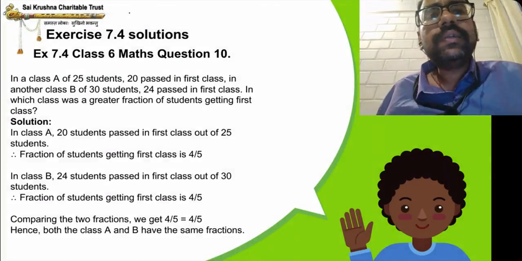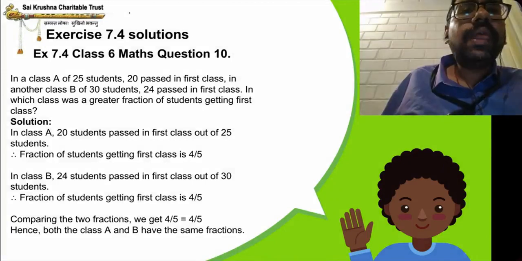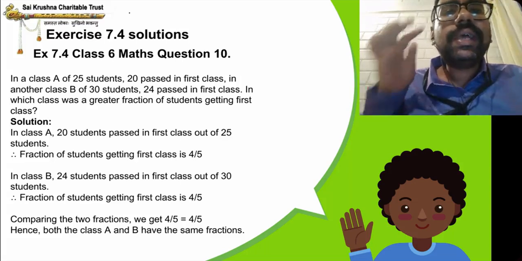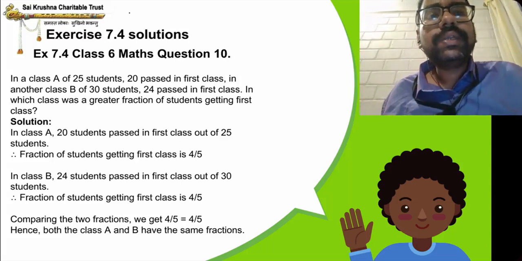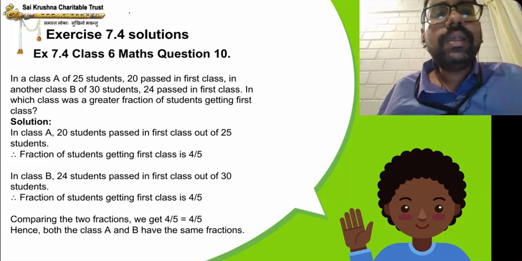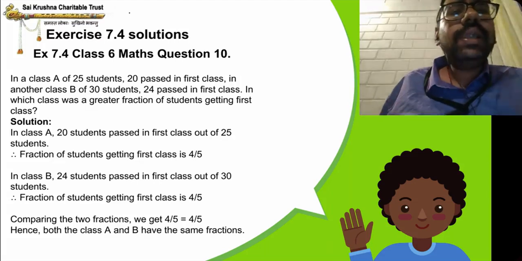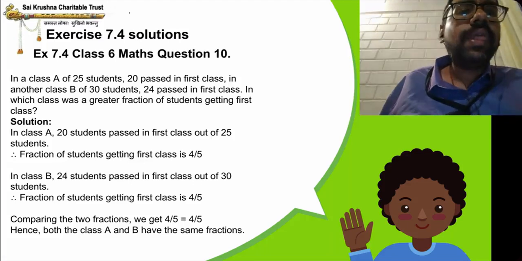So, exercise 7.4, class 6 maths, question 10. In a class A of 25 students, 20 passed in the first class. In another class B of 30 students, 24 passed in the first class. In which class was a greater fraction of students getting first class? In class A, how many students passed with first class out of 25 students? 20 out of 25 students passed with first class.